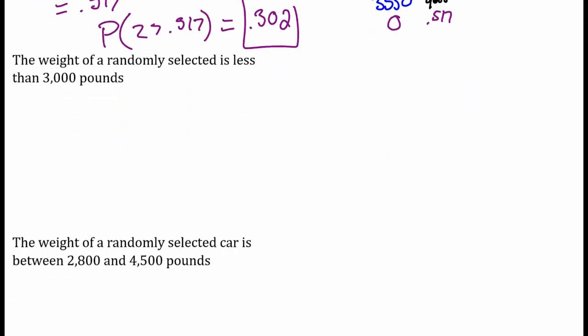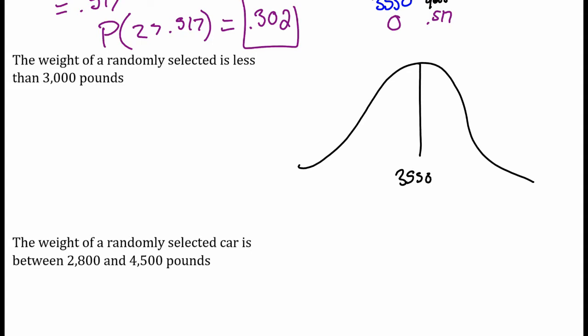The second one, the weight of a randomly selected car is less than 3,000 pounds. I'll draw your normal curve. The mean always goes in the center, but 3,000 is going to be less than the mean. So I should be expecting a negative z-score because I'm below the mean. The randomly selected car is less than 3,000. Well, what's less than 3,000? That's shading this way. So I need to figure out what's that probability. So I need a z-score for 3,000.